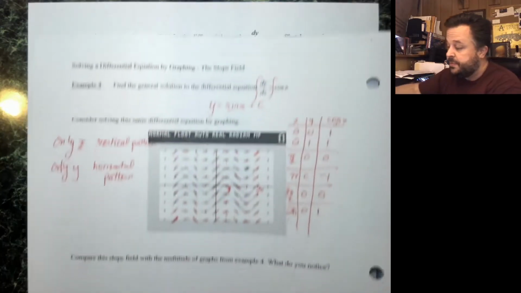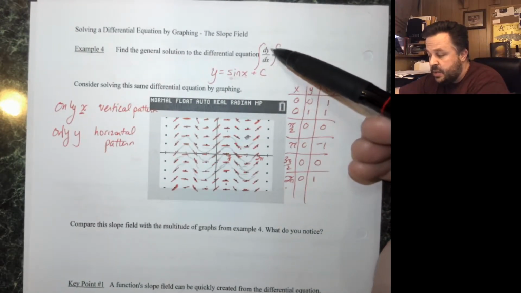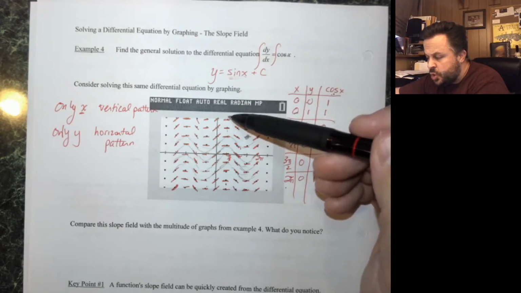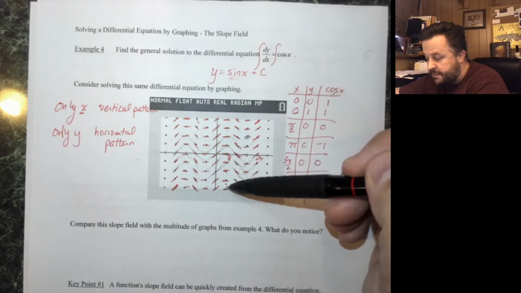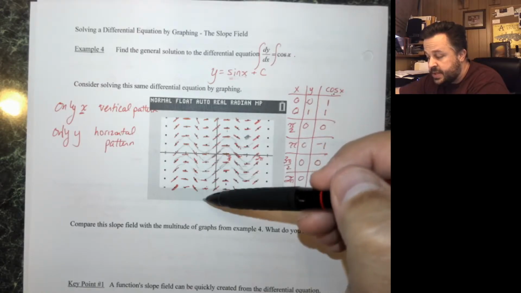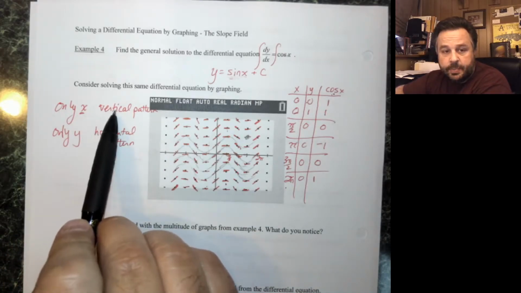to example number 4 on the previous page, notice because the slope depended only upon what x was and not what y was, notice we had this vertical pattern where everything on this vertical line had the same slope, and that's true throughout the entire problem. And so when you have only an x, you will have this vertical pattern.